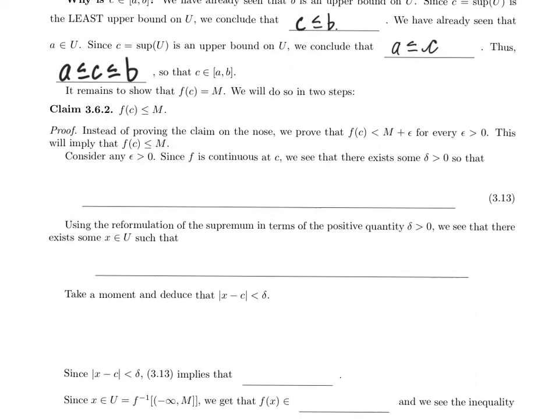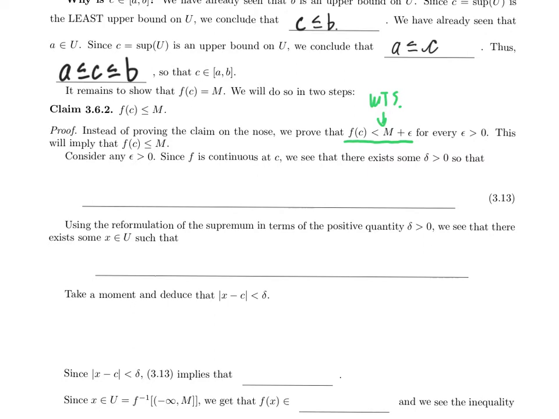So, first let's try to prove that f of C is less than or equal to m. But that's still too hard. Instead of trying to prove that on the nose, I'm going to try to prove that f of C is less than m plus epsilon for every epsilon bigger than 0, as we've seen in a previous homework. That will then imply that f of C is less than or equal to m. All right, so let's do that. There's the thing that I'm going to try to prove. Let's try to prove that.